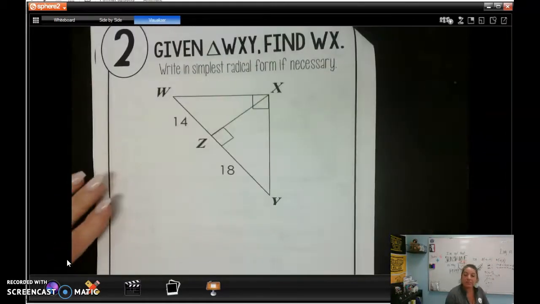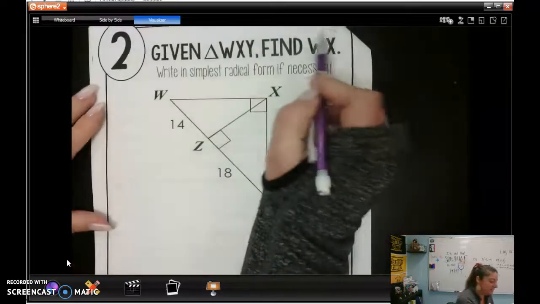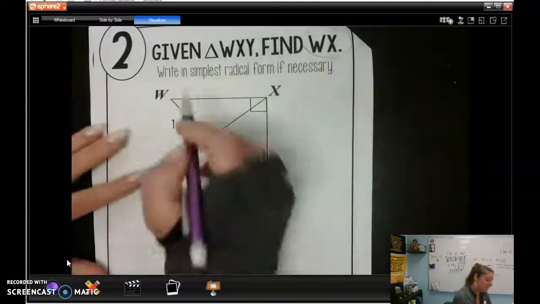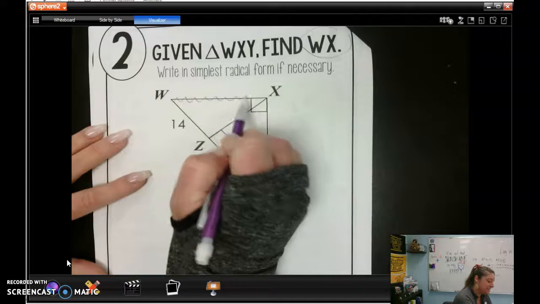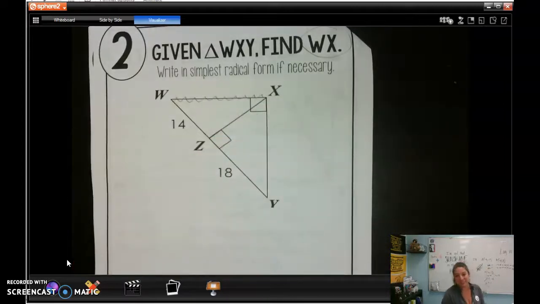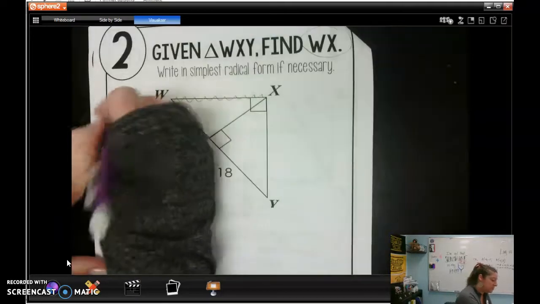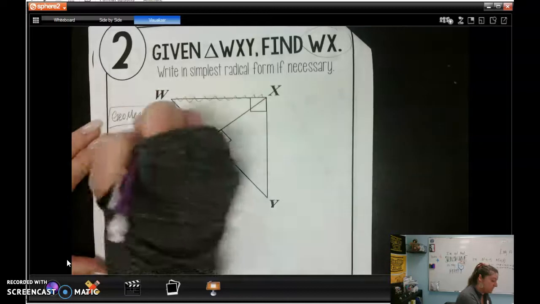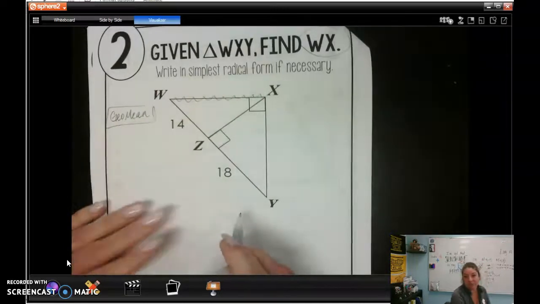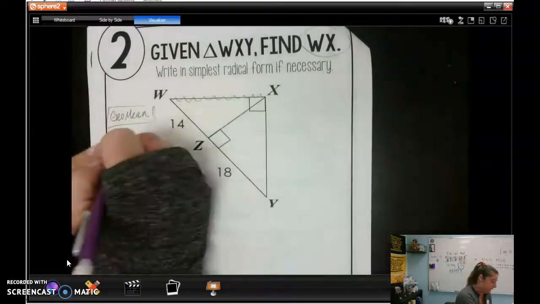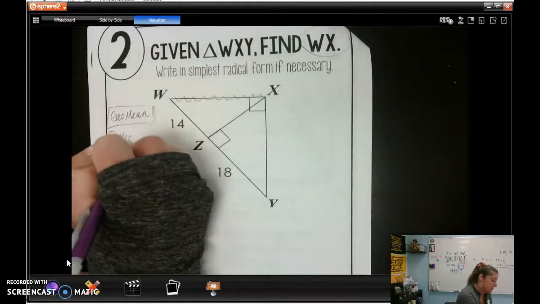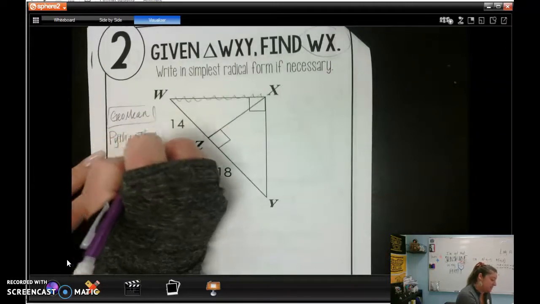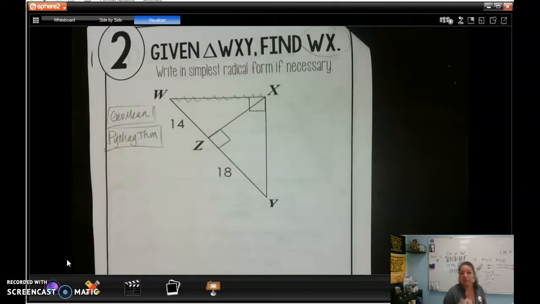All right, number 2 says that we're going to find WX. Again, I'm just going to put this little squiggle line here. This is what we're trying to find. Now, 2 things, okay? Number 1, we are doing the geometric mean, and so you want to look in your triangles and all of your pictures. Are you able to do the geometric mean? Sometimes you're going to have to do Pythagorean Theorem to get your answers, so definitely be looking in the triangles for that, okay?